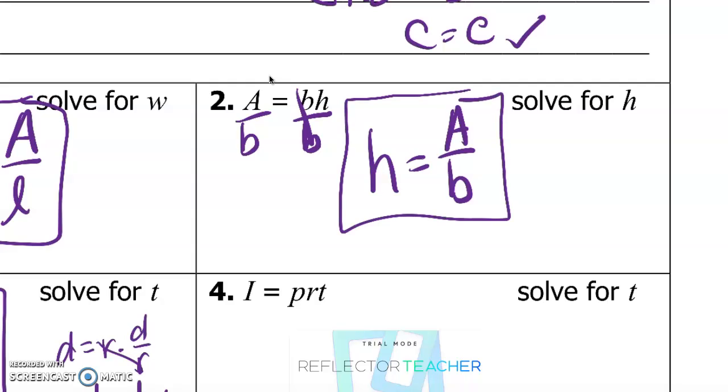Now you can still check these just like you did with your numbers. You would plug it back in. So a equals b times h, which we are saying is a over b. So yes, those two cancel out and we get a equals a. So you can still check these. You just have to do algebra instead of just plugging numbers in.